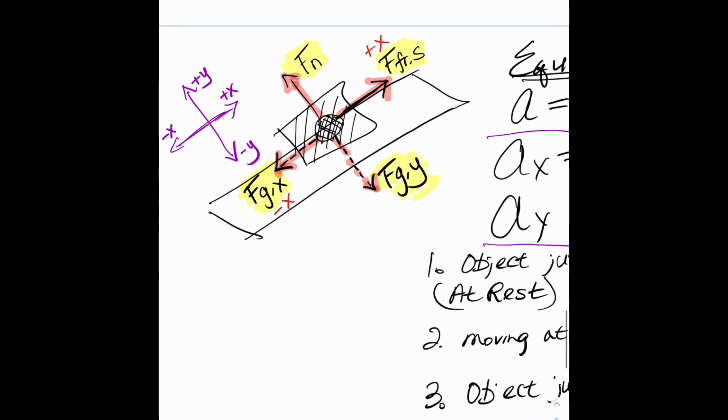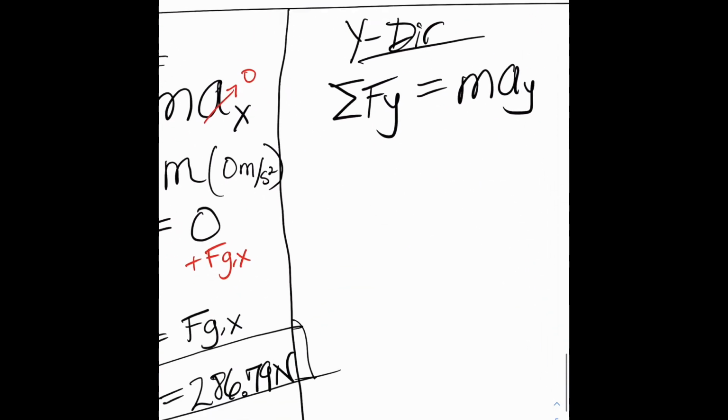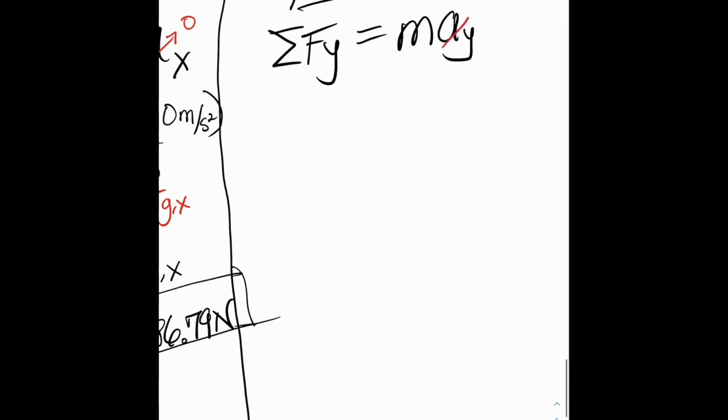Force normal points up into the sky. The crate's not speeding up into the sky or slowing down into the sky. This one points through the surface. The crate's not speeding up through the surface or slowing down into the surface. So acceleration has got to be 0. The mass times 0 is just 0. So this entire side on the right is 0. On the left here, we're adding two forces. Fn points up, so it's positive. Fg points down, so it's negative.